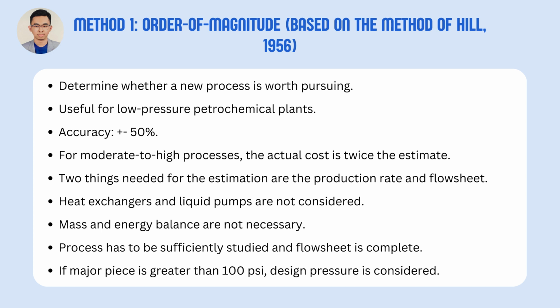For the cases of moderate to high pressure processes, the actual cost is twice the estimated value. Two things are needed, which are the production rate and the flow sheet. For this method, heat exchangers and liquid pumps are not considered, nor are the mass and energy balance calculations. Before anything, the process has to be sufficiently studied and the flow sheet completed. For the case of a major piece greater than 100 psi, the design pressure will be considered.